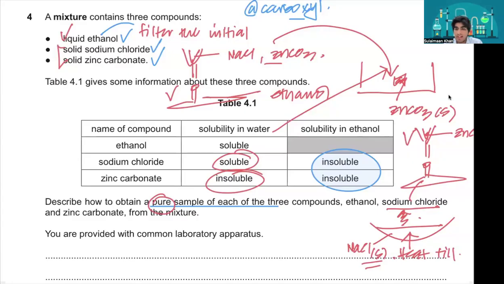You could say heat till dryness here, but your examiner mostly says evaporation till dryness, and that's the better way. But normally the marking scheme says heat till the point of crystallization. But yes, you guys are right, it's heating till dryness. You could just say heat the filtrate to remove water and obtain solid sodium chloride.